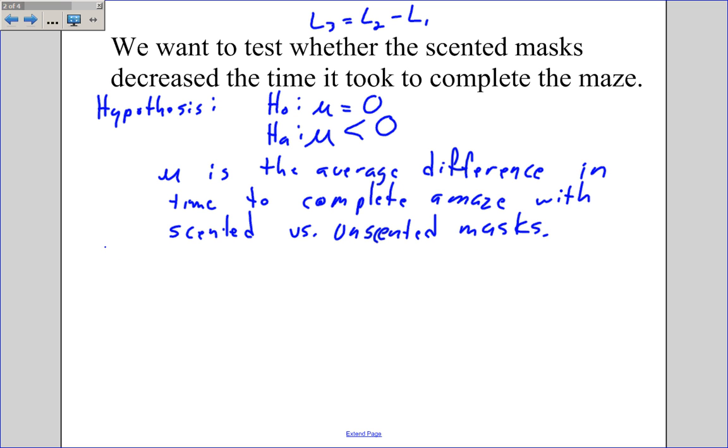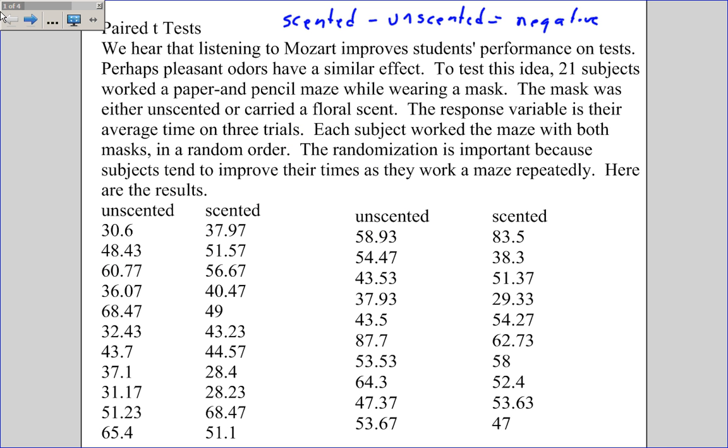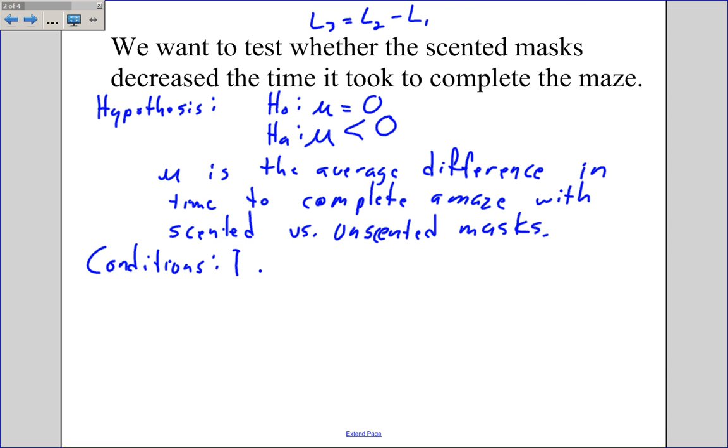Alright, now we have to check the conditions. Does it say data comes from an SRS? It just says 21 subjects. So the data does not come from an SRS.